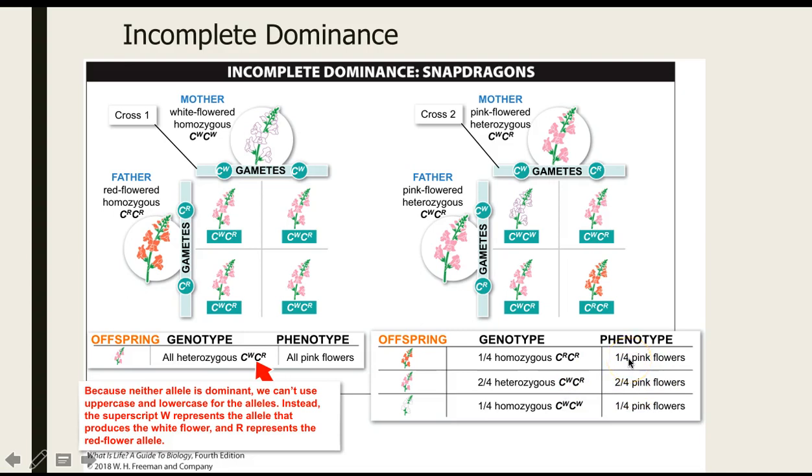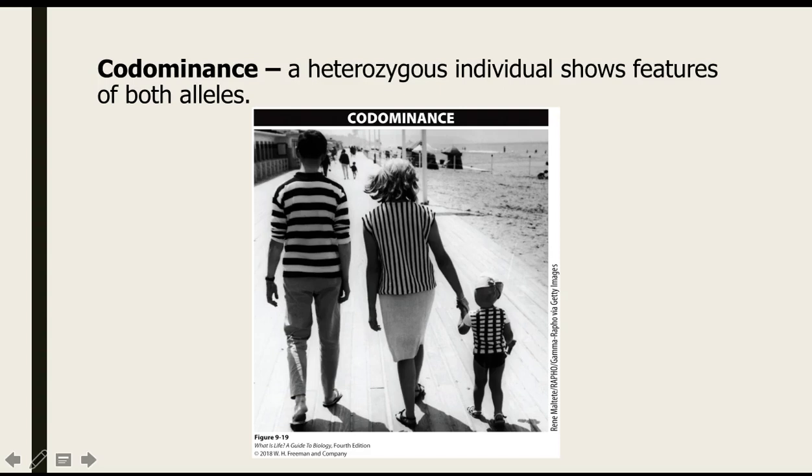So 1/4, this is actually a typo here from your textbook, sorry about that. It should say 1/4 red to 2/4 pink to 1/4 white. Sorry about that little typo, I just saw that. Incomplete dominance is that one where the intermediate shows kind of a blend of both alleles.